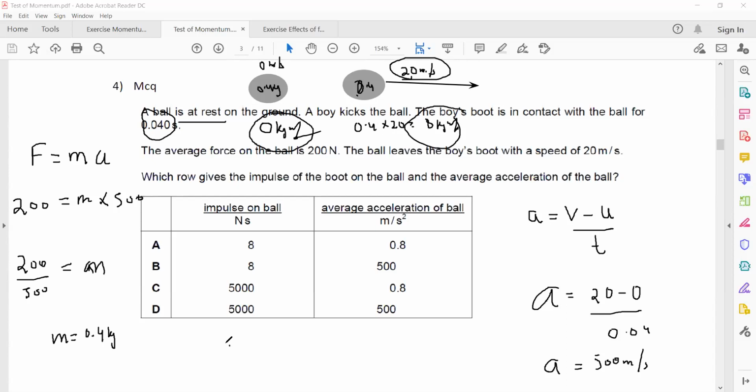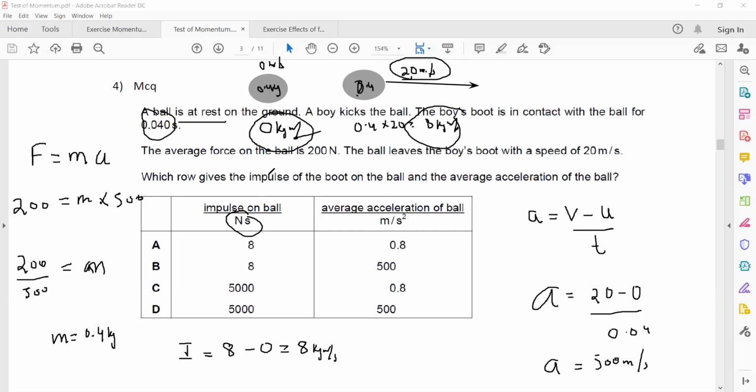So what is the change in the momentum? Impulse is a change in momentum, not change in speed. So it's final minus initial. Final was 8 and initial was 0. So impulse is equal to 8 kilogram meter per second. There is also another unit of impulse that I will discuss, but this is the first unit, in which impulse is equal to the change in the momentum, which is kilogram meter per second.